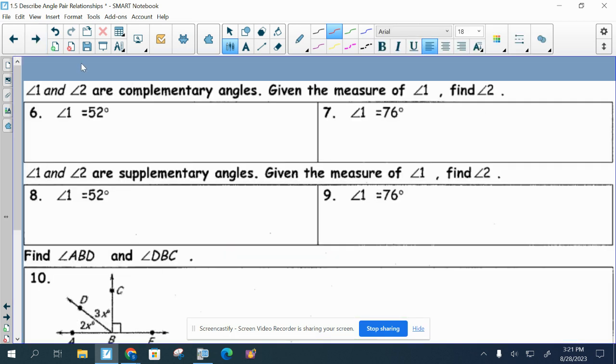Next question. Angle 1 and 2 are complementary. Give the measure of angle 1, then find angle 2. So 1 and 2 are complementary, which means if I do 90 minus 52, then I get my answer for angle 2. So that would be 38. And then 90 minus, I guess I should show my work. 90 minus 76 would be 14 degrees.